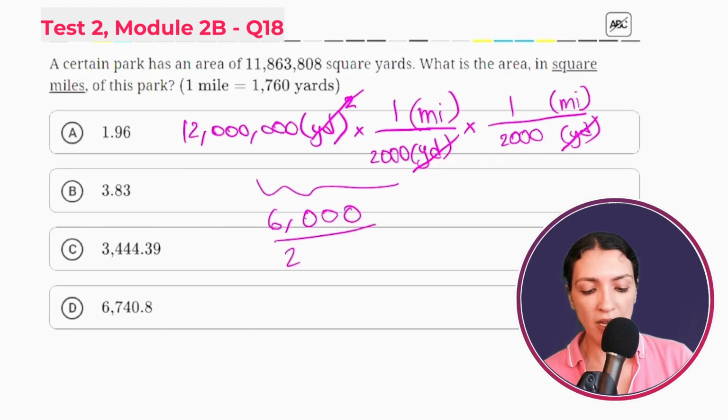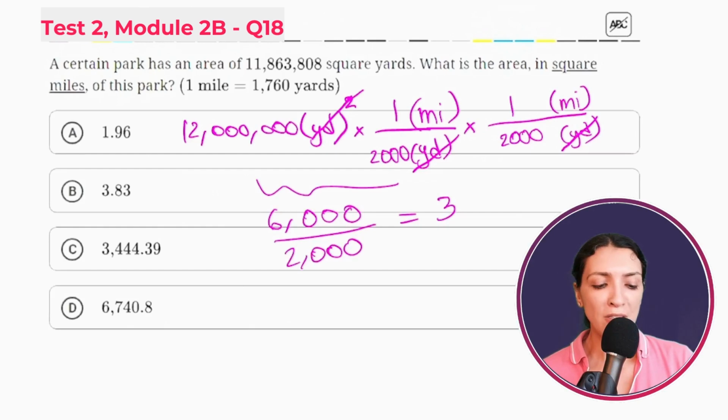And divide that by another 2,000, we'll get 3. So that will lead us to choice B.